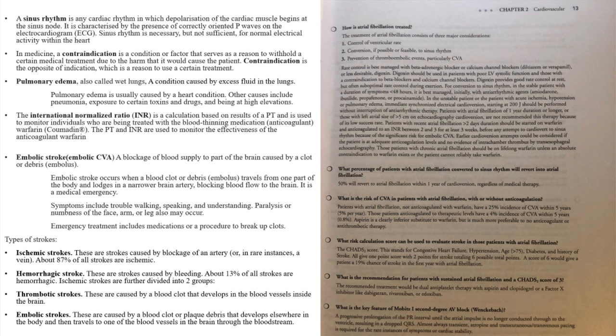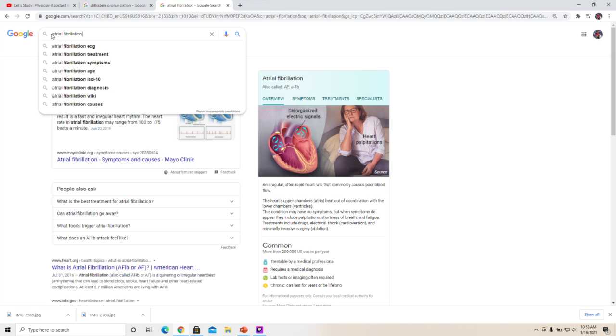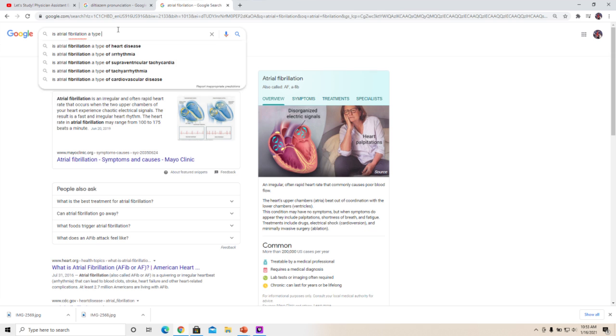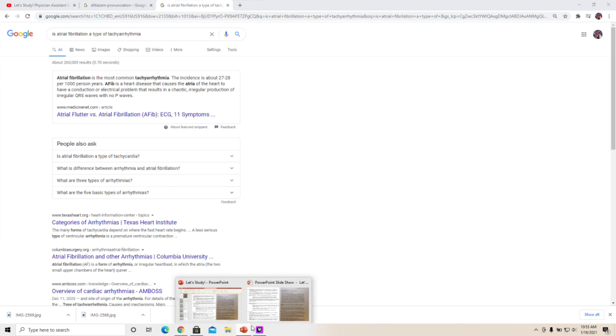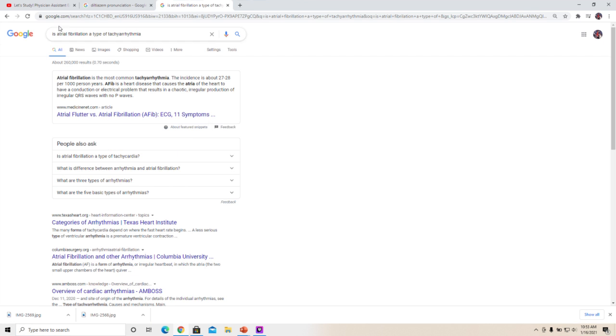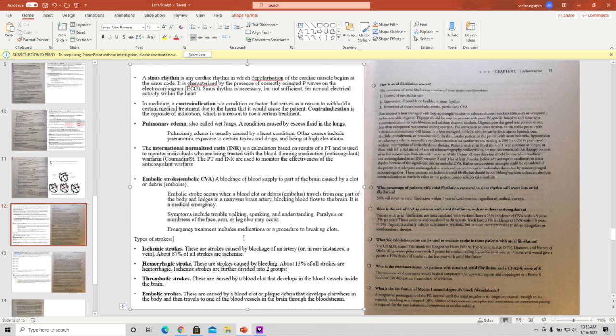Atrial fibrillation, it's called AFib, but it's not tachycardia, is it? Is it a kind of tachycardia? Okay, so the type of tachyarrhythmia. Okay.